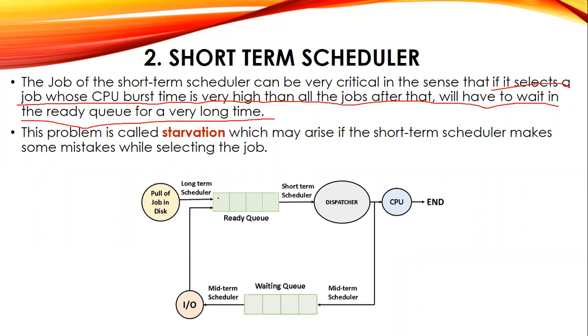Let's say this is process 1, this is process 2, this is process 3, and process 4. Okay, so let's say the execution time of process 1 is 5 nanoseconds.